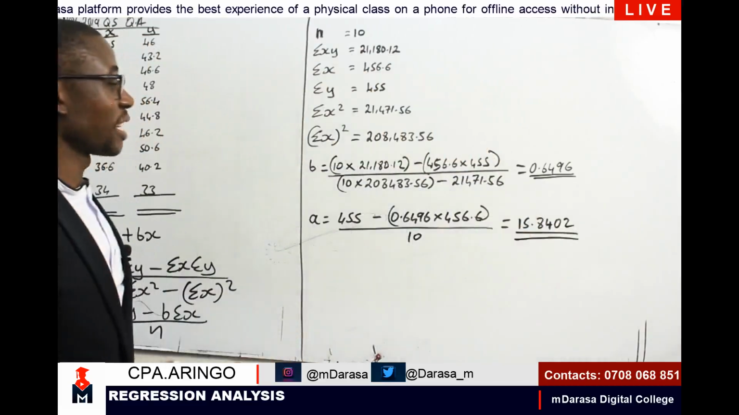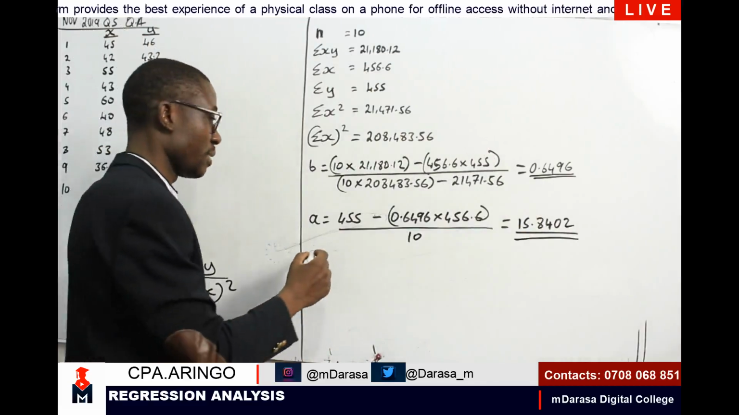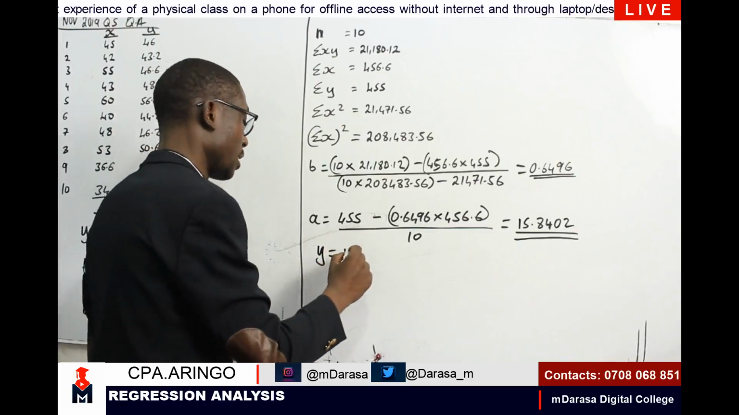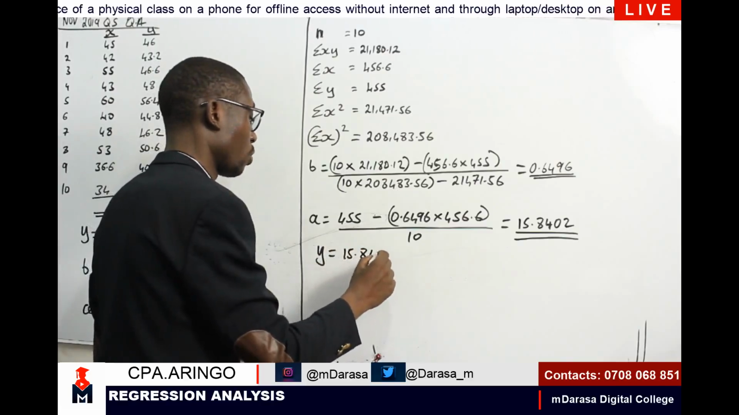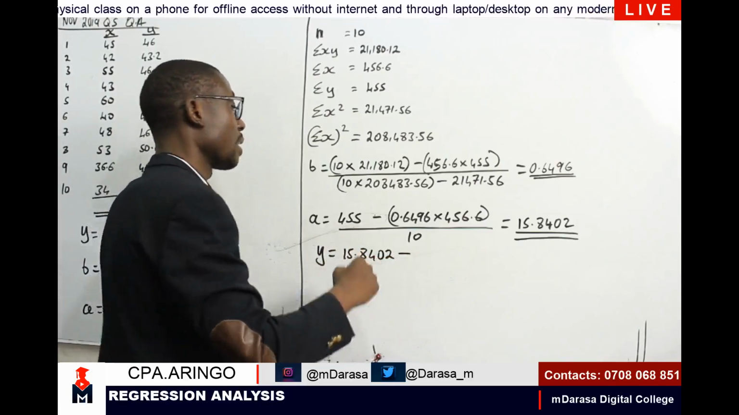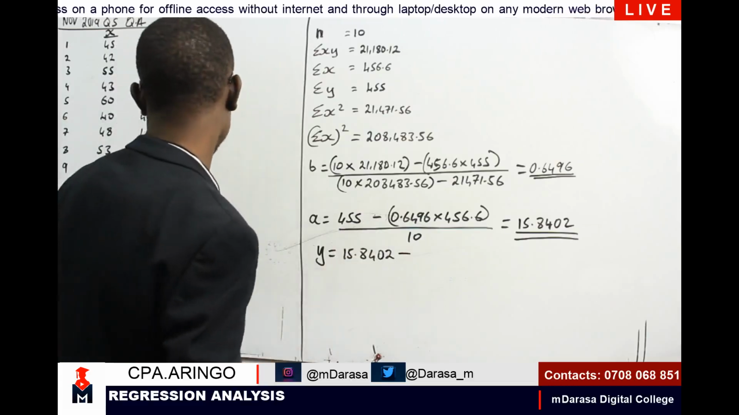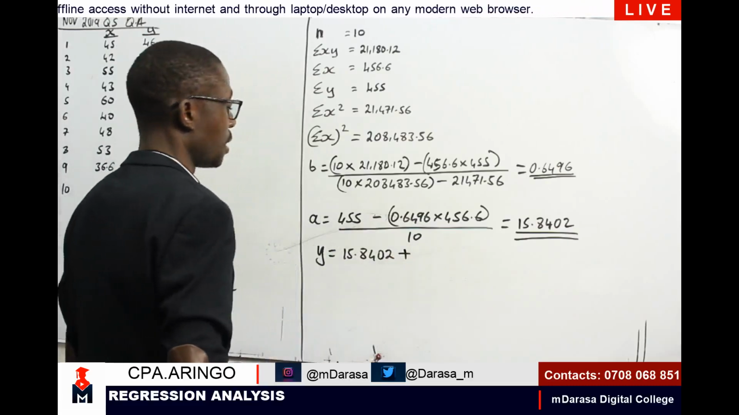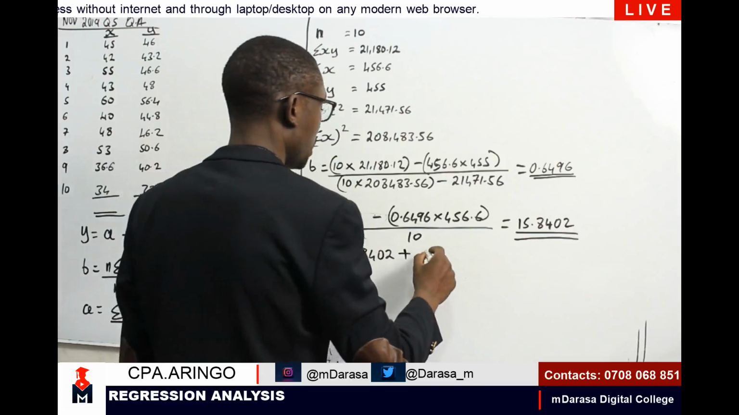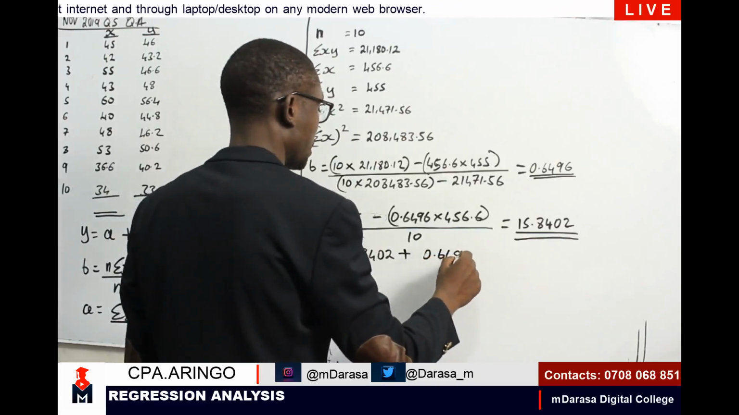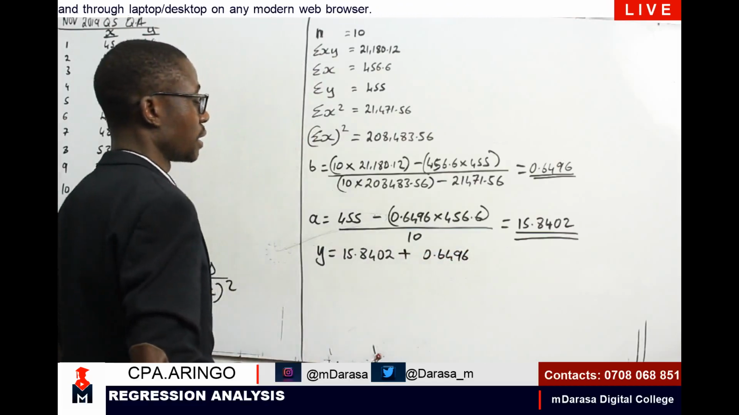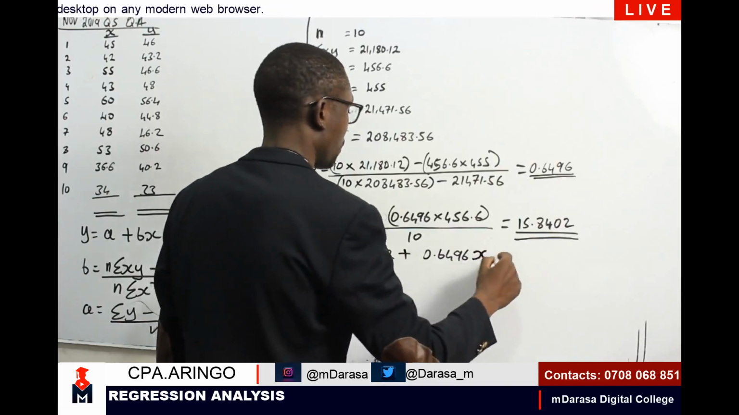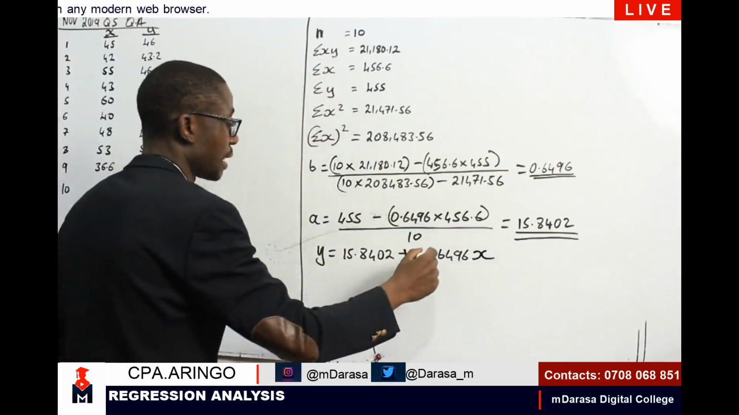Predictor equation, that will be very easy because I'll just be taking my Y, which will be equal to what? 15.8402 minus BX. Remember, it is of course not plus BX. We've determined our B to be 0.6496. I don't have the independent variable, so I'm having X. So this will be our predictor equation.